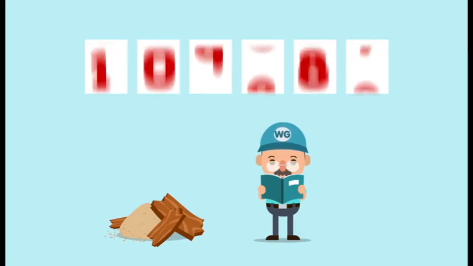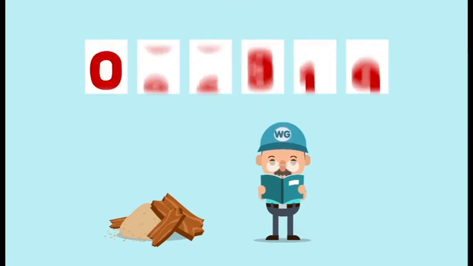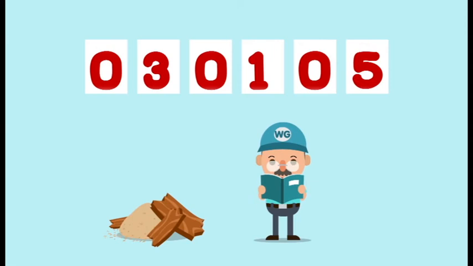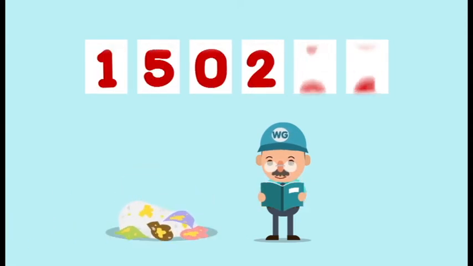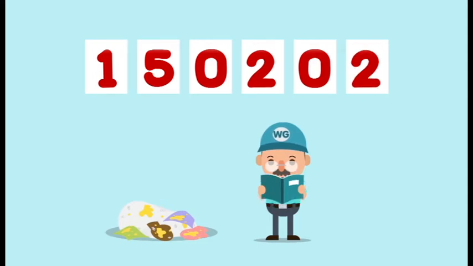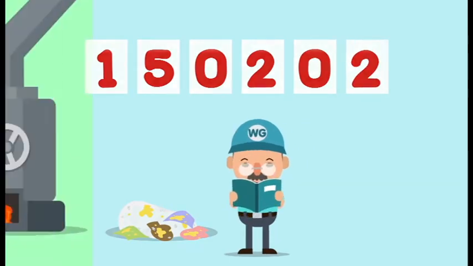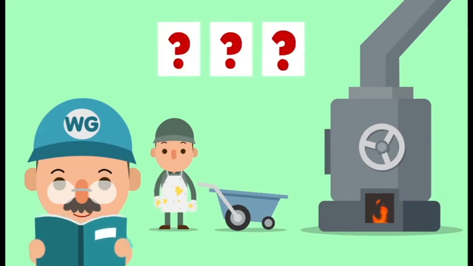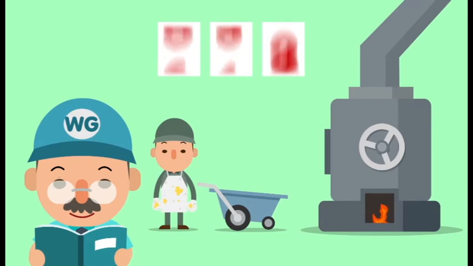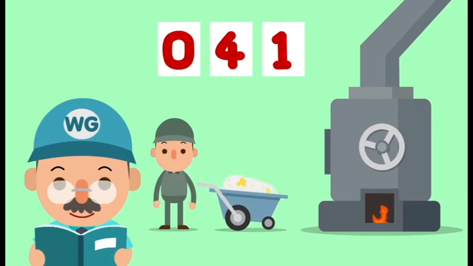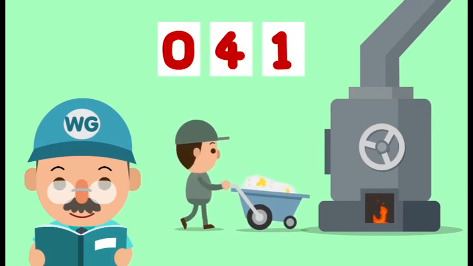Each kind of waste is identified under a different 6-digit number, such as 03 01 05 for sawdust or wood scrap, 15 02 02 for contaminated cloth and gloves. There are also codes for disposals which are identified under a 3-digit number, such as 041 for use as alternative fuel or fuel substitute.